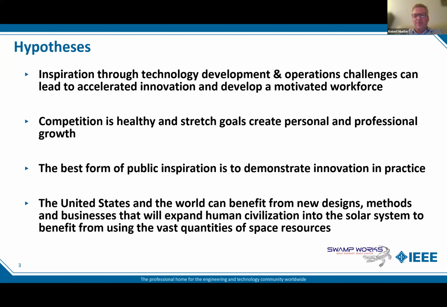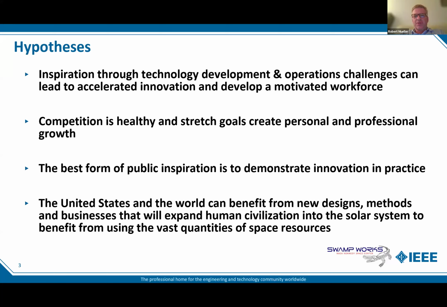I often get the question, why are we doing this? The reason we're doing this is we want to benefit from the vast quantities of space resources. That's one of the reasons we're doing it, but it's one of the main reasons we're doing it. And so that's another hypothesis. I also believe that if you don't know why you're doing something, you shouldn't be doing it. So that's what I'm laying out here.